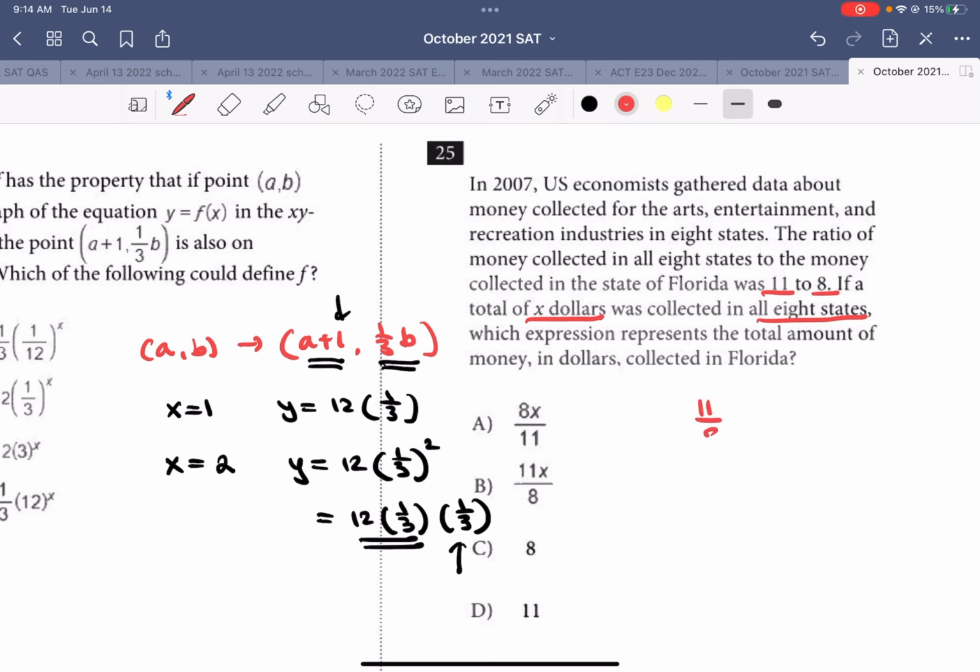So 11/8, that's the total for the 8 states over Florida. And then x is also the total for the 8 states, and then Florida, let's put a question mark, okay? You're looking for the question mark. So when you cross multiply, 11 times the question mark is 8x. And when you divide by 11 on both sides, your question mark will be 8x over 11. Okay, make a proportion. So answer A.